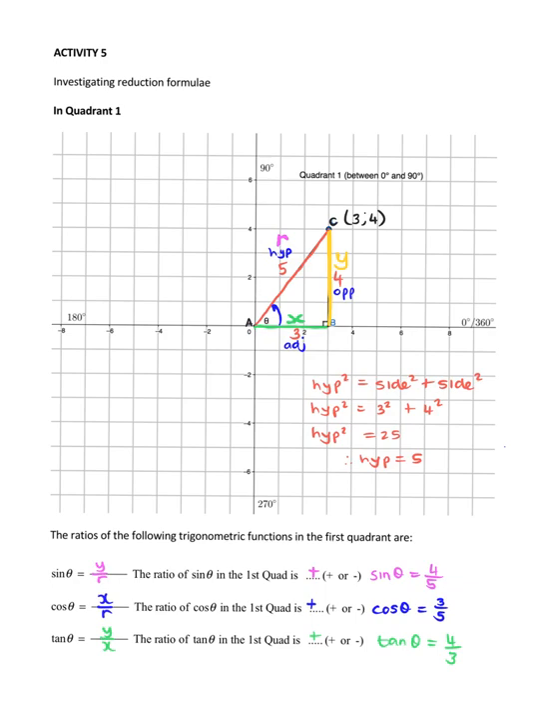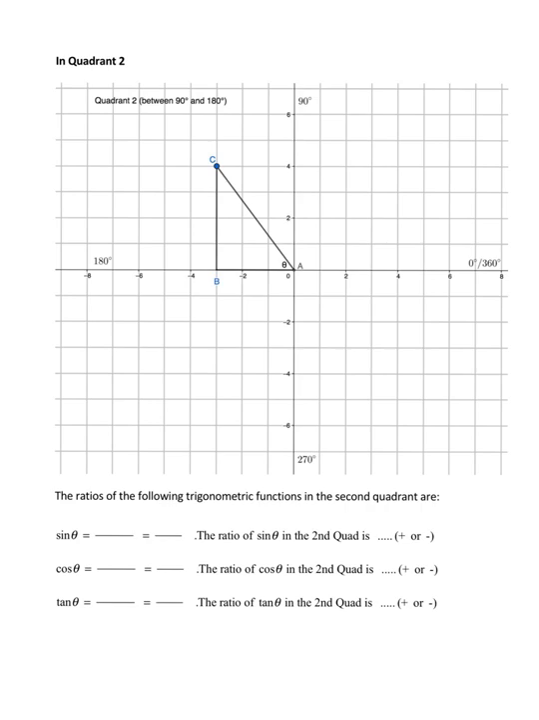So what have we noticed now about quadrant 1? All 3 of my functions are positive. Isn't that nifty? Let's investigate what's happening in quadrant 2.